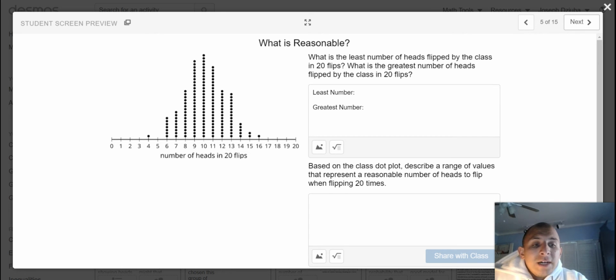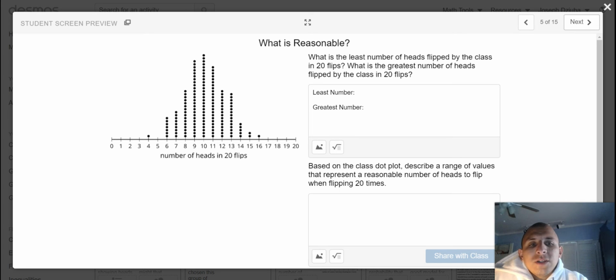Here is a dot plot based on the number of heads in 20 flips that I was able to create for a particular class. What is the least number of heads flipped by the class in 20 flips? What is the greatest number of heads flipped by the class in 20 flips? Remember, each dot designates a value that a particular member of the class had obtained, with dots stacked above each other indicating multiple students having that number for heads.